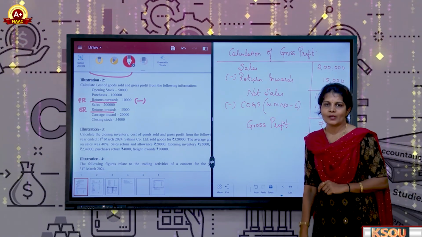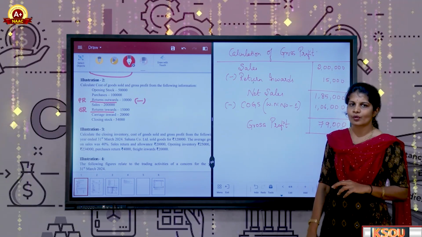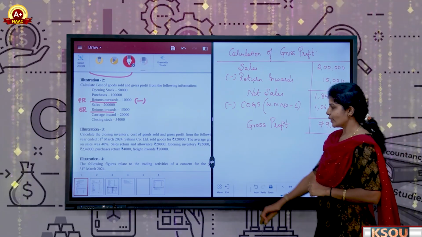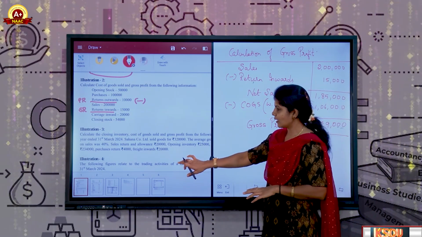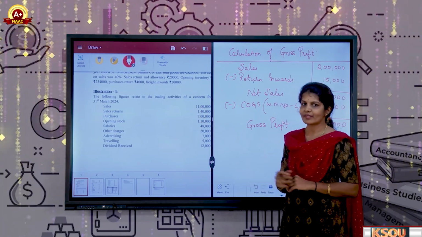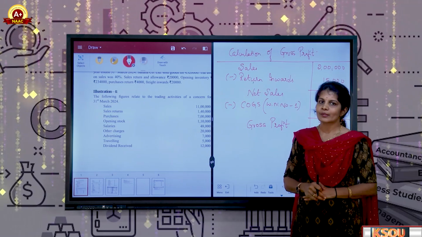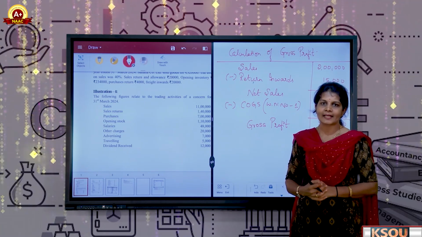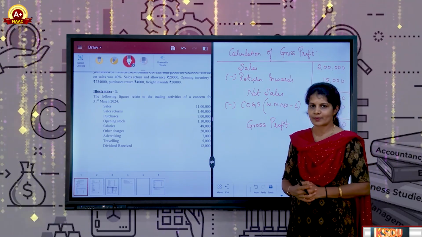So we have now learned to calculate cost of goods sold and gross profit. In the next class, let us prepare the statement of profit and loss with the given information. So till then, you can keep working on the calculation of cost of goods sold and gross profit. Thank you.